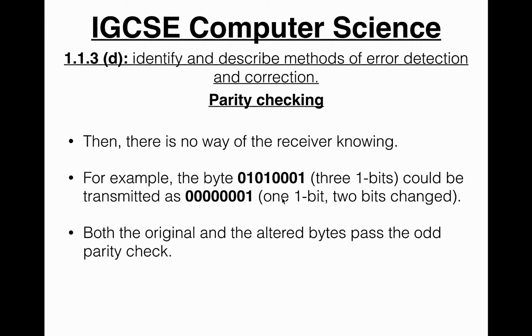So both the original and the altered bytes pass the odd parity check, because they both have an odd number of 1 bits. So this is a limitation of parity checking, and that's why we need to look at other methods, which we'll look at in the next video.